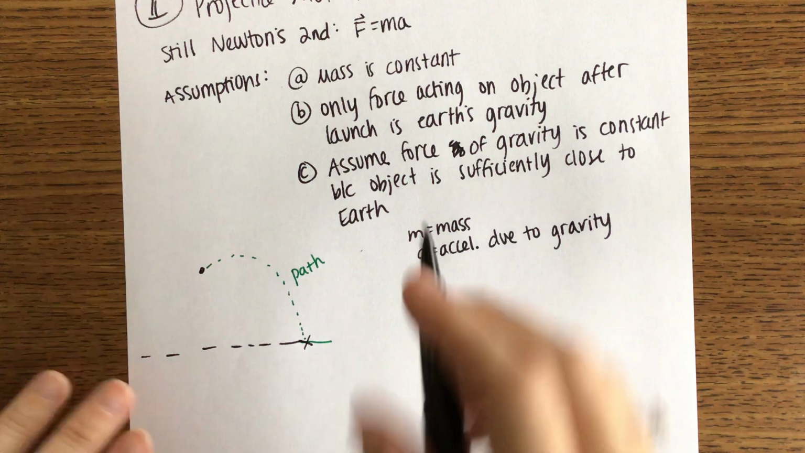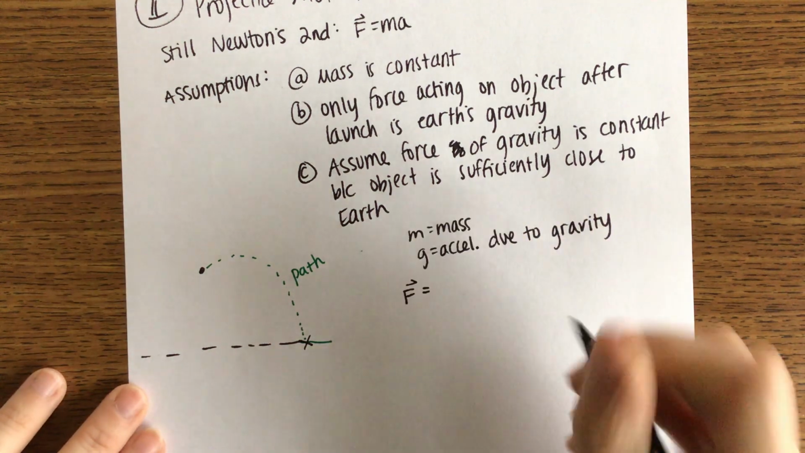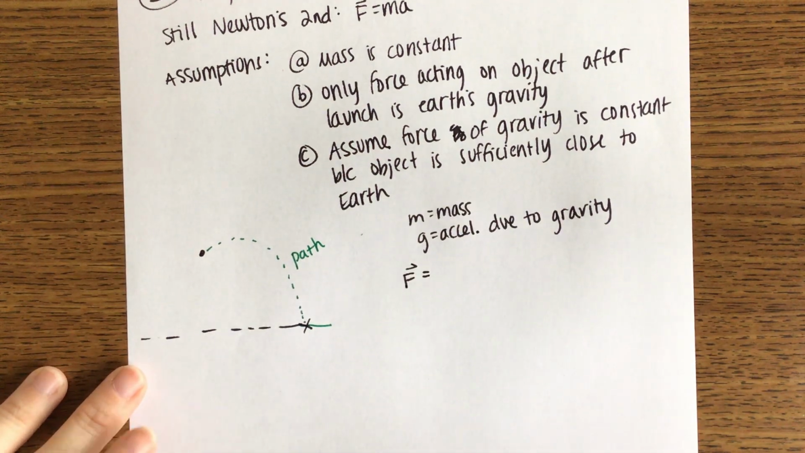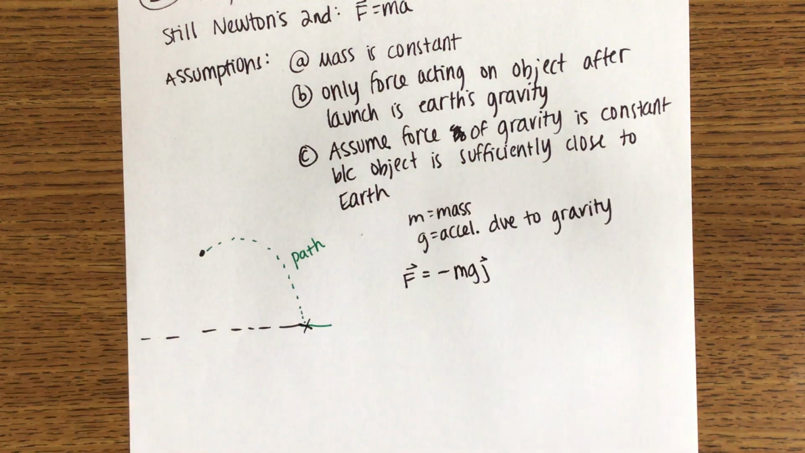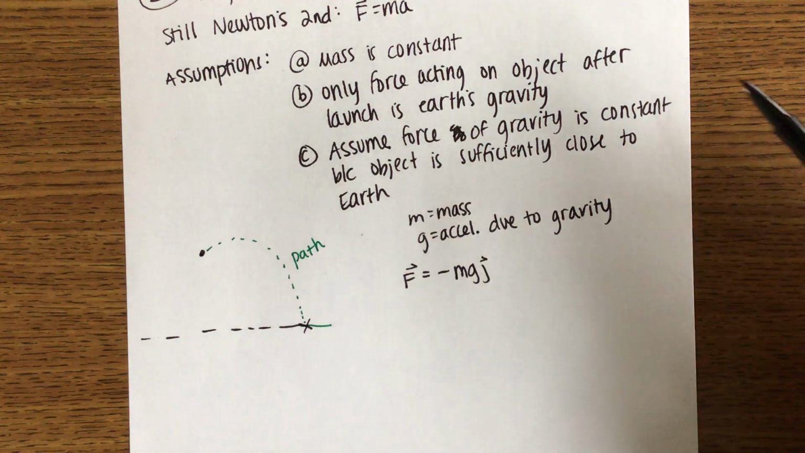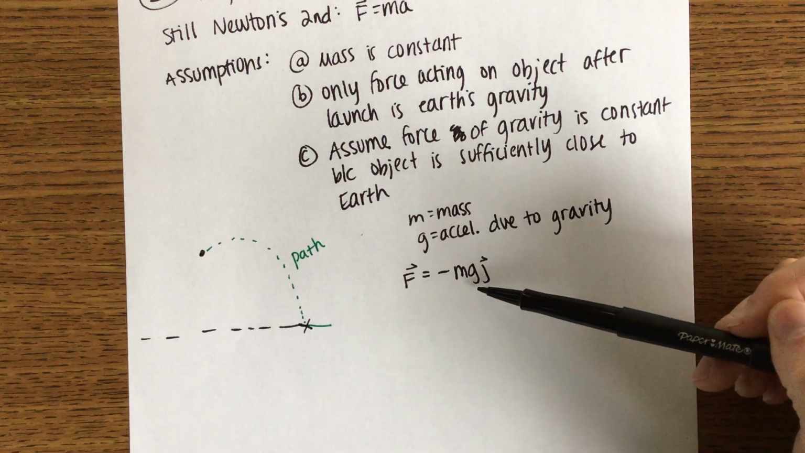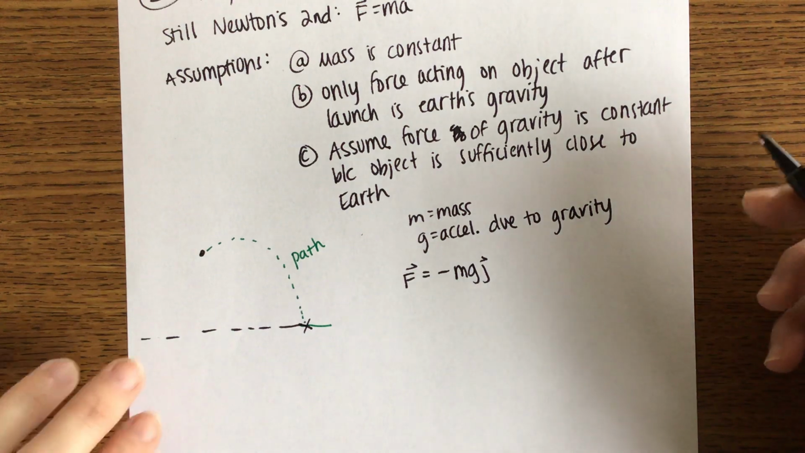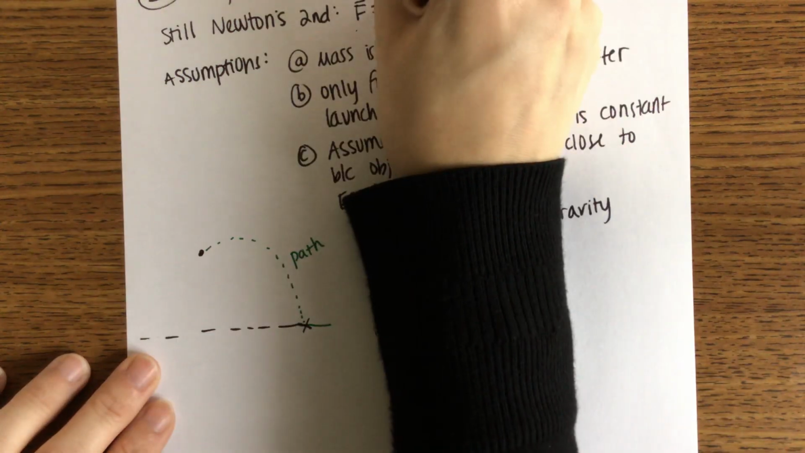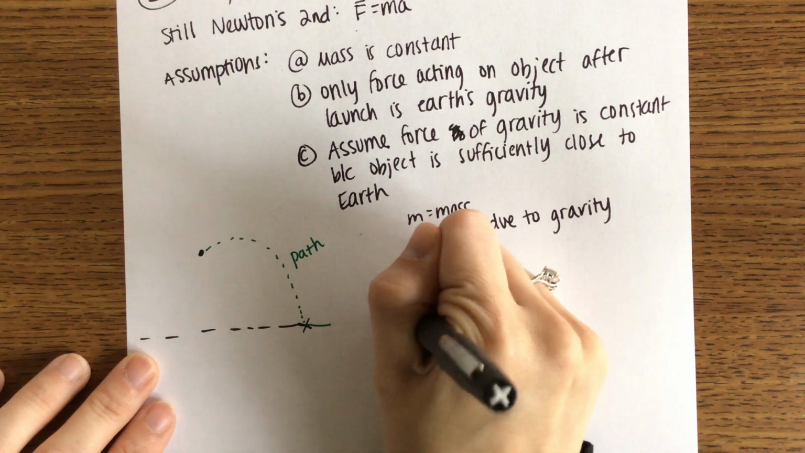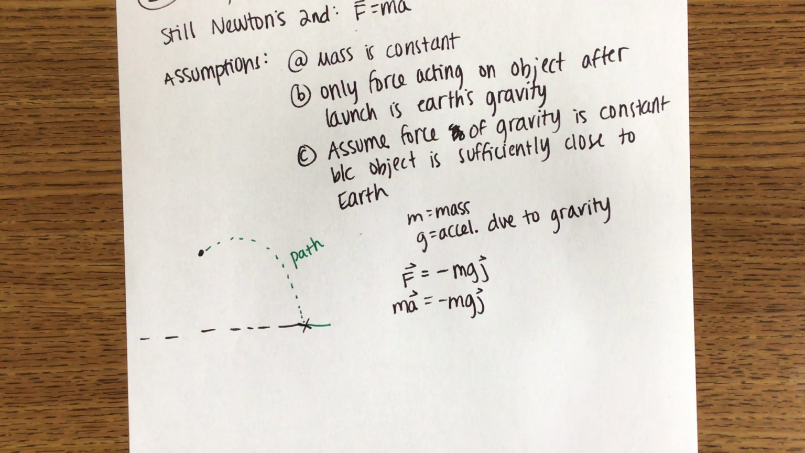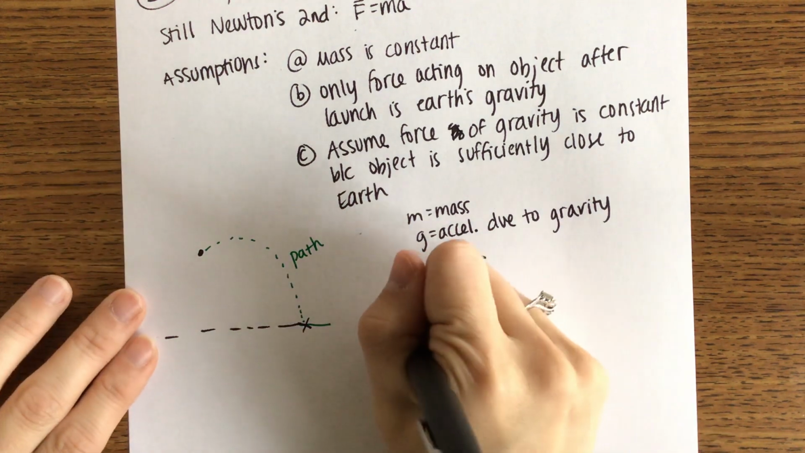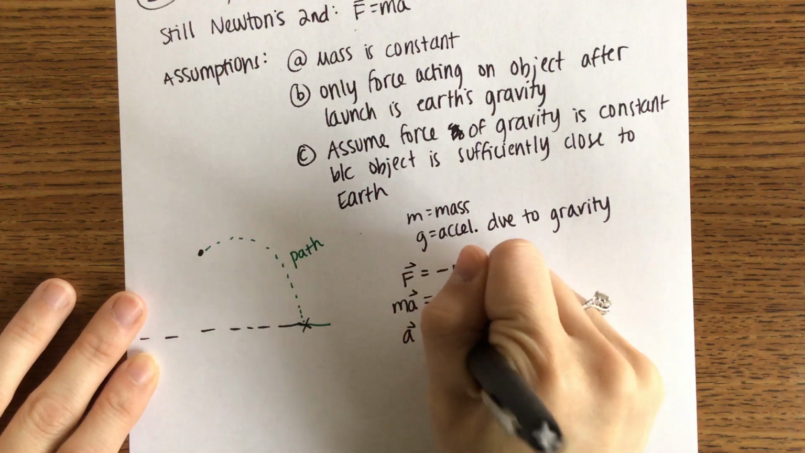Okay, so here's what we know. We're going to start out with the force is equal to negative mg times j. So negative because the object is moving down. We need to take into account the mass and the acceleration. Now, we wrote above that F equals ma, so that F we're going to replace by ma. And then if I divide by m, I get the acceleration is equal to negative g times j.